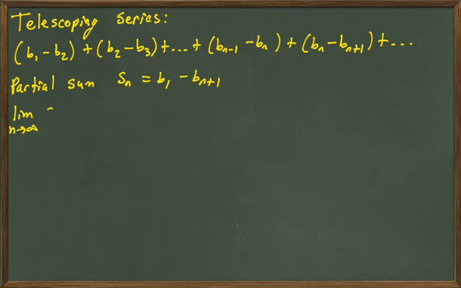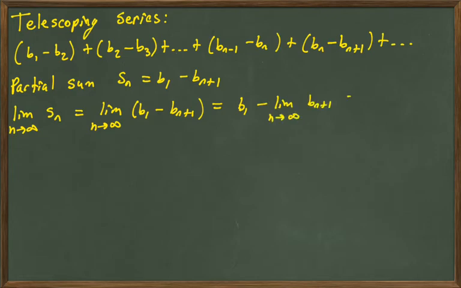Now the limit of the partial sum is going to be equal to the limit as n goes to infinity of b sub 1 minus b sub n plus 1. b sub 1 is a constant, so we can slide that out of the limit, and we have b1 minus the limit as n goes to infinity of b sub n plus 1, and we'll go ahead and call that the sum.